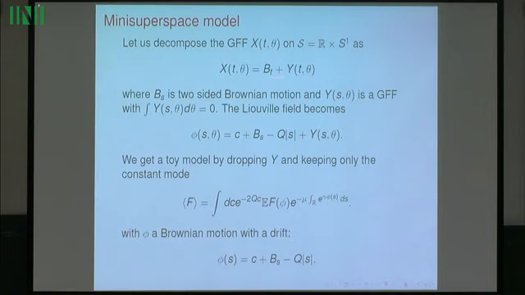So then the Liouville field becomes the following. There is the constant mode, there's a Brownian motion, a drift, so there's a two-sided Brownian motion on the cylinder, there's a drift for the Brownian motion on both sides, and then there's this rest, the free field path.